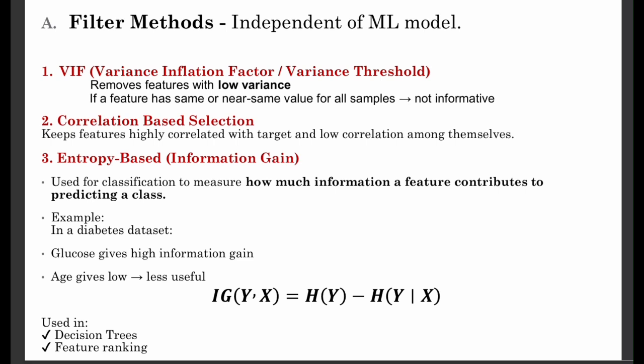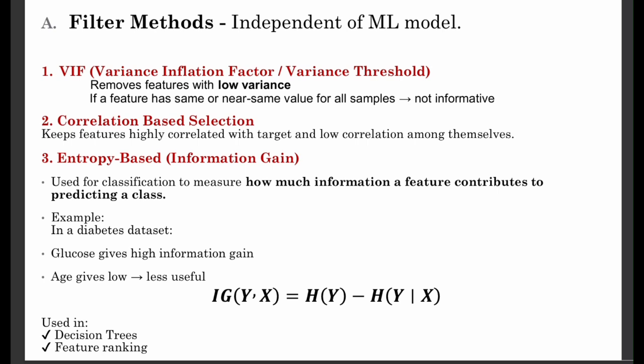Now coming to filter 2, correlation based selection. It keeps features that are highly correlated with the target and have low correlation among themselves. We want features that tell us something about Y, but that aren't just duplicating information that other features already capture.